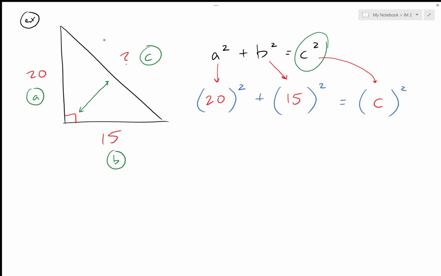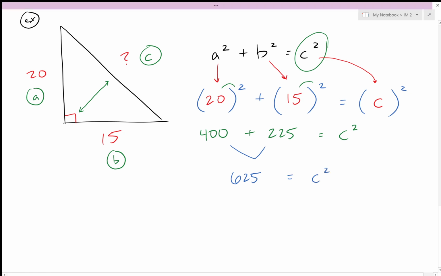And from here, it's all calculator work. So we take this, 20 squared. My calculator tells me that's going to be 400. Plus 15 squared, 225. Equals C squared, what we're trying to find. And again, just following our steps, 400 plus 225, that gives me a 625 equals C squared. Now just looking at 625, that number is way too big. That's not what our answer is yet.